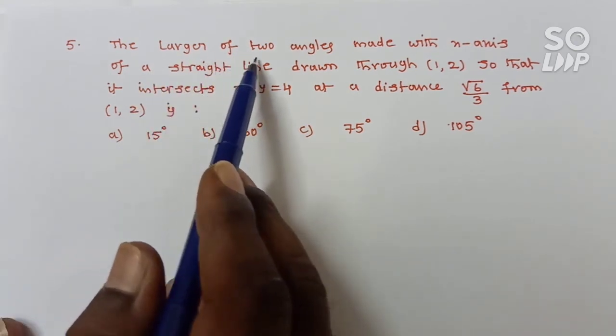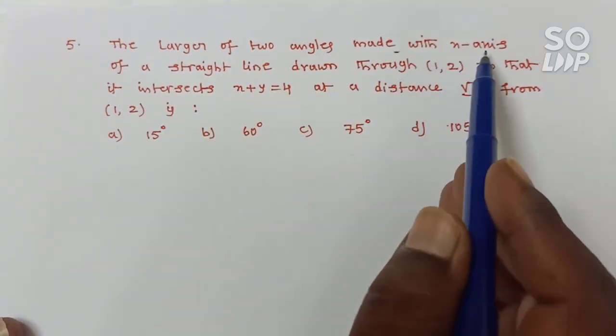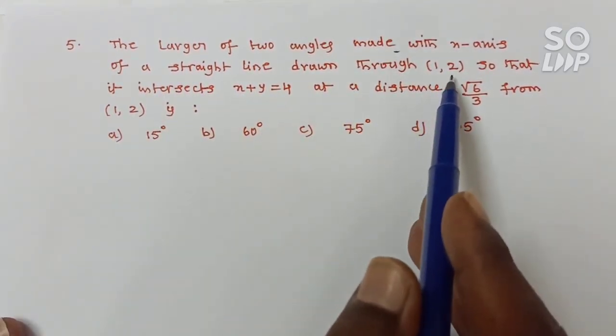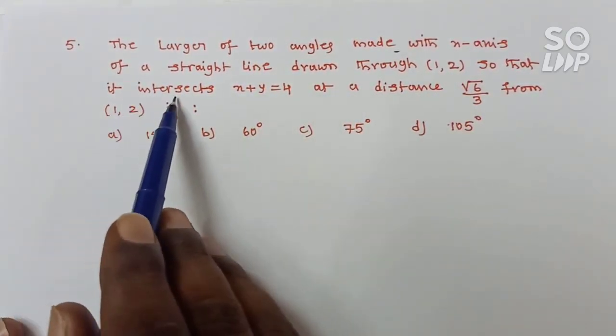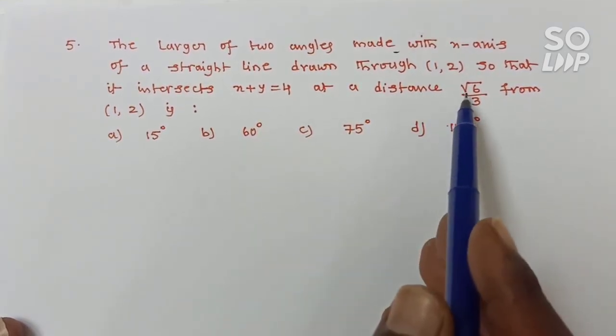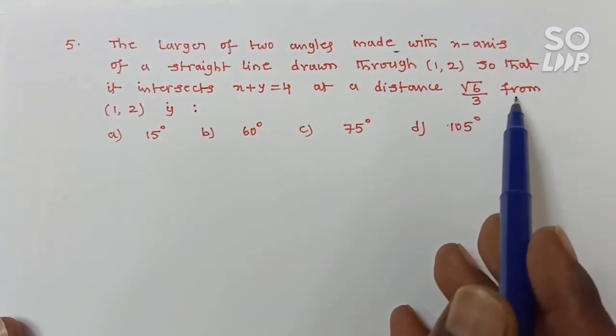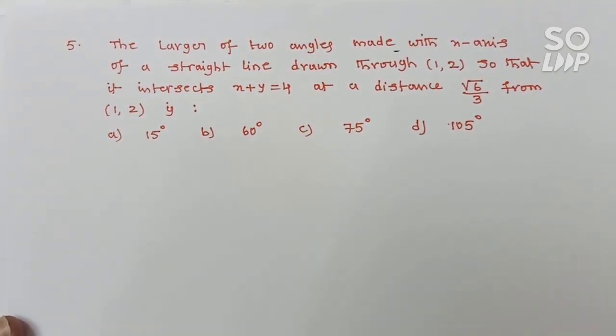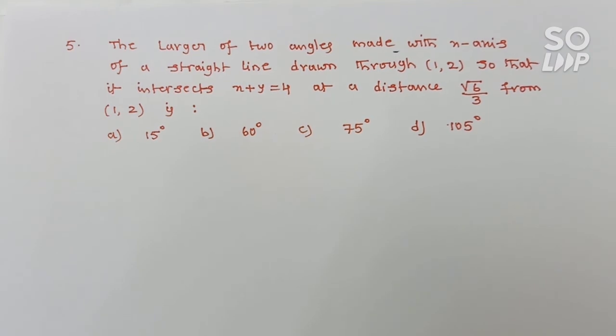The larger of two angles made with the positive x-axis of a straight line drawn through (1, 2), so that it intersects x + y = 4 at a distance of root 6 by 3 from the point (1, 2). So in this problem, first of all you understand what is the difference between this question and the previous question, meaning the problem before this one.